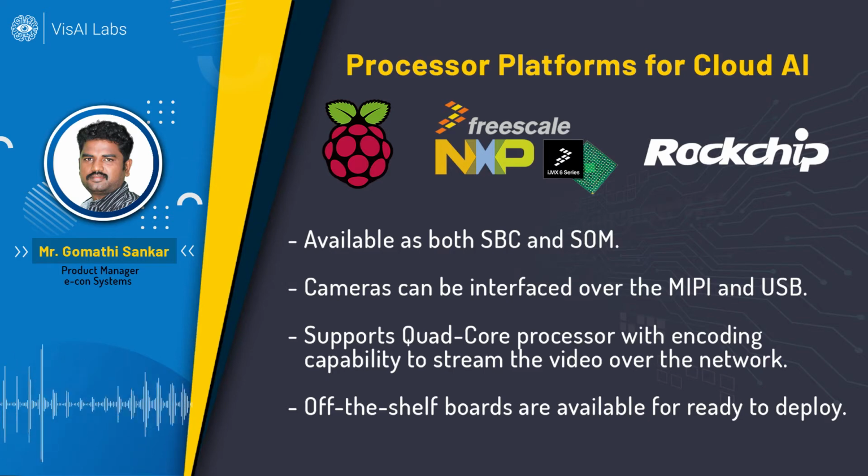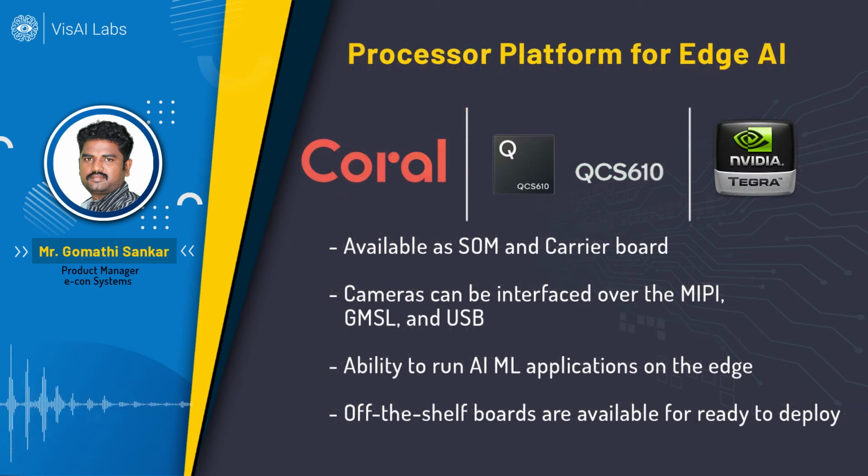The first one is the Raspberry Pi. That's a quad-core processor available in both SOM and single board computer, the most popular low-cost edge device. Rockchip, another low-cost quad-core processor, and the NXP-based IMX6, IMX8 processors available in various processor combinations, again good enough for low-end edge processing. And these are off the shelf; they are ready to deploy as well. These are the most popular edge devices.